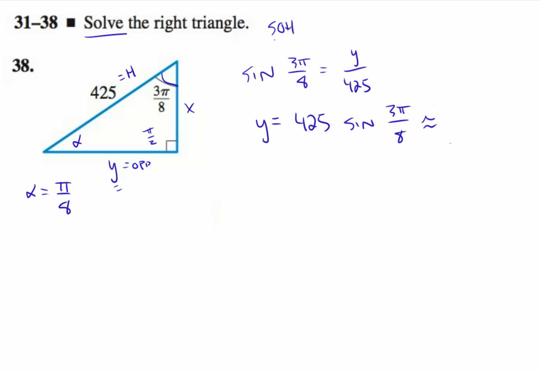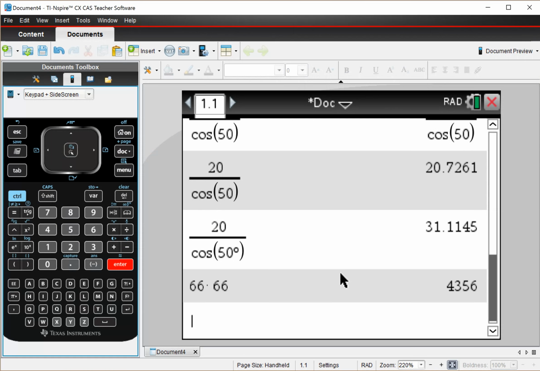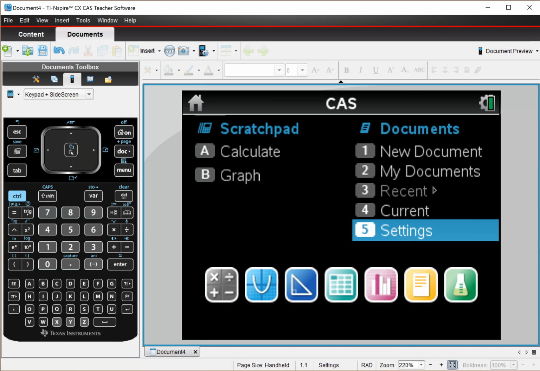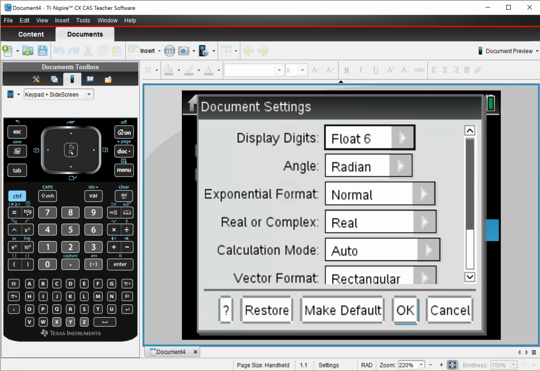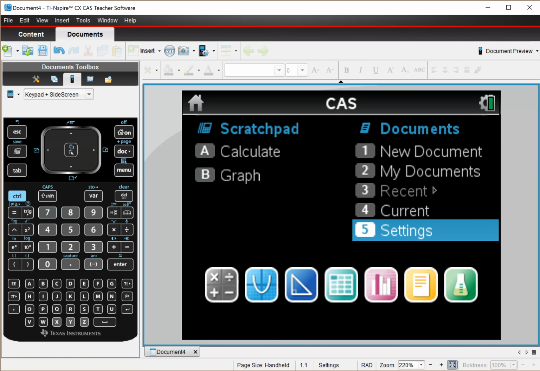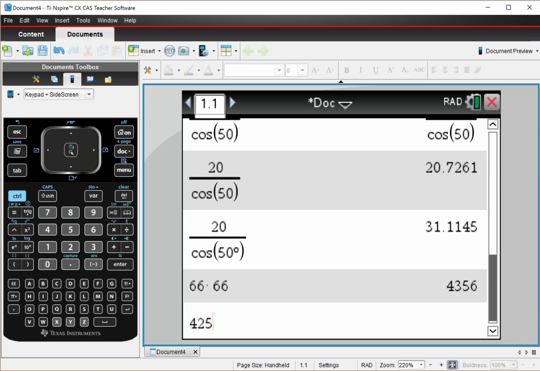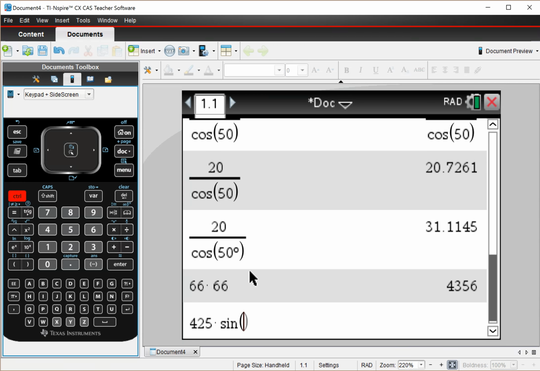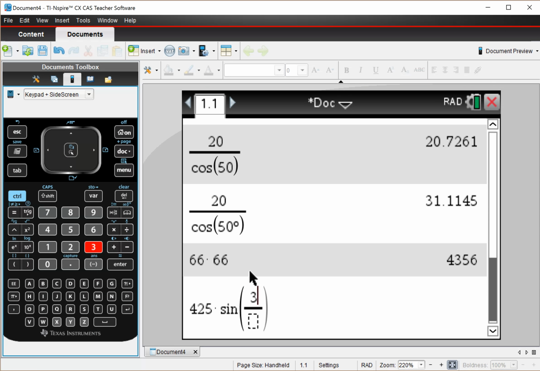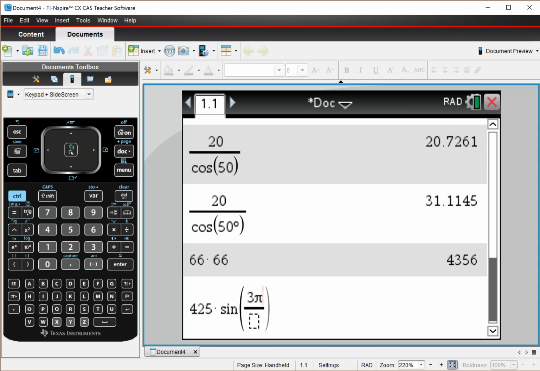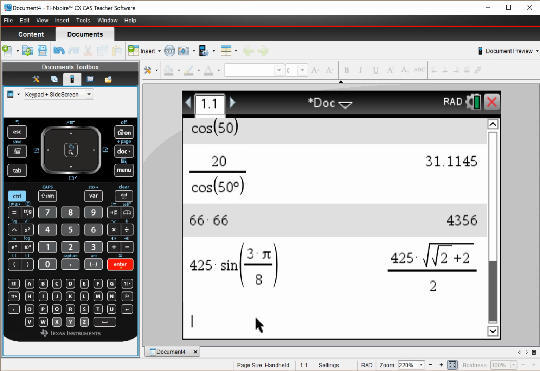So that's what I'm going to do. 425 times the sine of 3 pi eighths. Now my calculator is in radian mode because it's always in radian mode. I don't need to check it. Well, actually, I should check it. Yeah, of course it's in radian mode. Just make sure whenever you're taking tests and quizzes. Times the sine of, hit the little fraction button, 3 pi eighths.